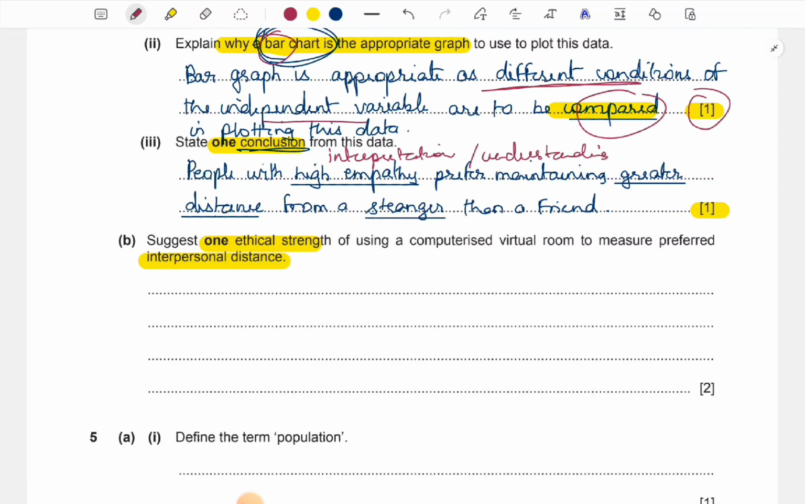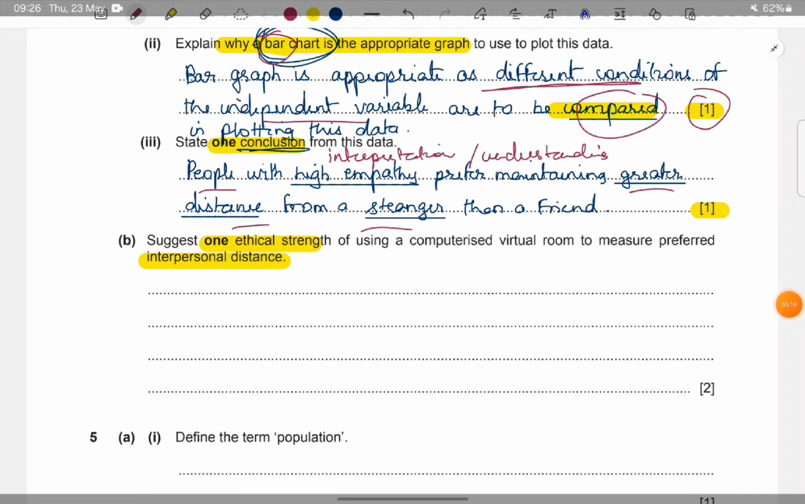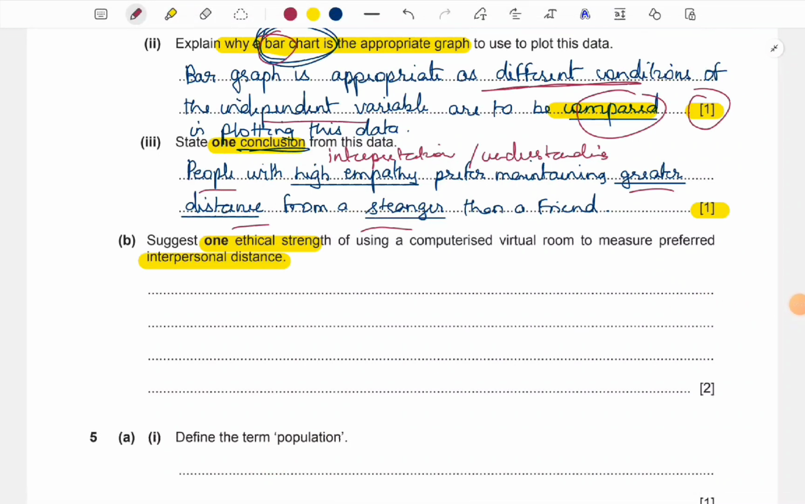Also, some students would partially write the answer in the sense of, people prefer greater distance from a stranger than a friend. In fact, this word people, or participants, or sample, I have seen generally being used in many answers. It is never appropriate. When you say people, which people are you talking about is a very important question. People with high empathy, because otherwise you're making a very generalized statement by saying people prefer more distance from a stranger. It seems like you're talking about universally everybody. That doesn't show good understanding.